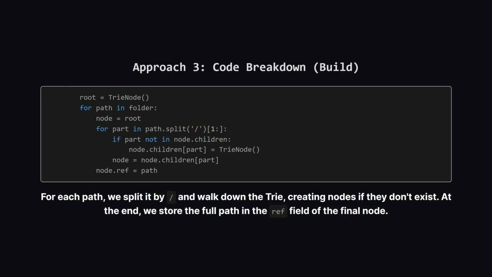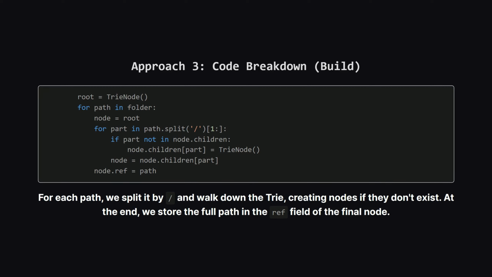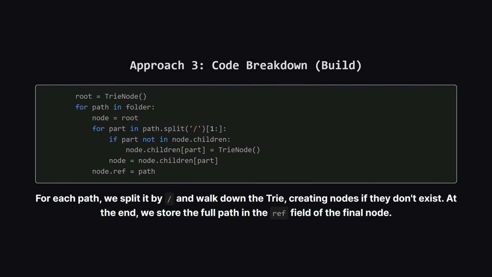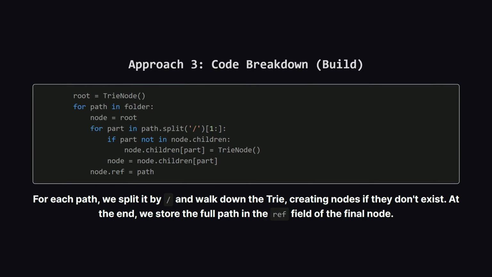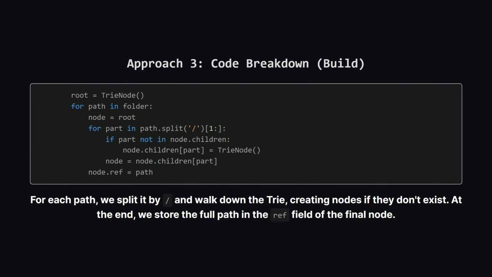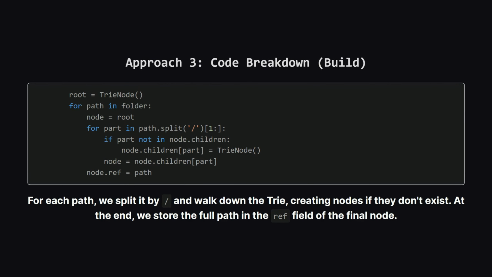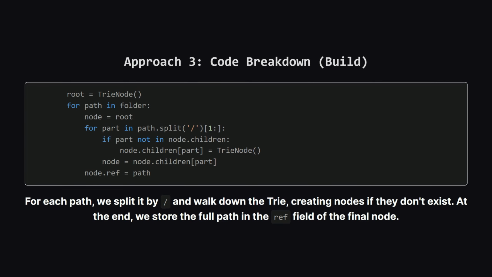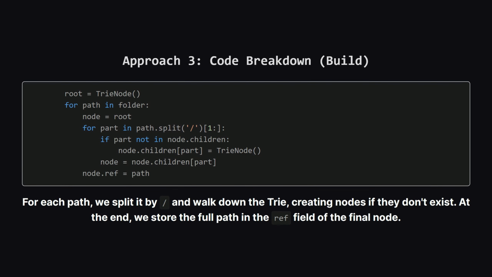Next is the build process. We loop through each path from our input. We split the path into its components. For each component, we travel from one node to the next in our trie, creating new nodes along the way if we need to. When we reach the end of the path, we set the ref of that final node to be the complete path string.